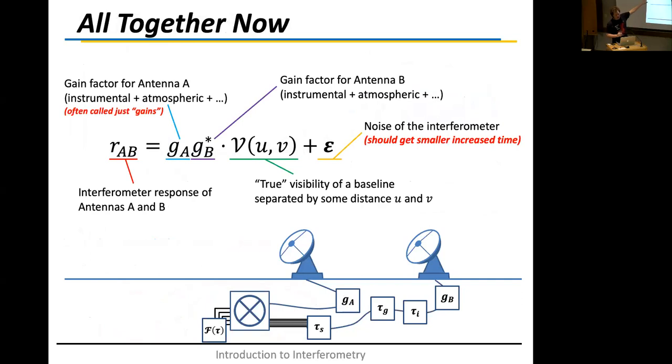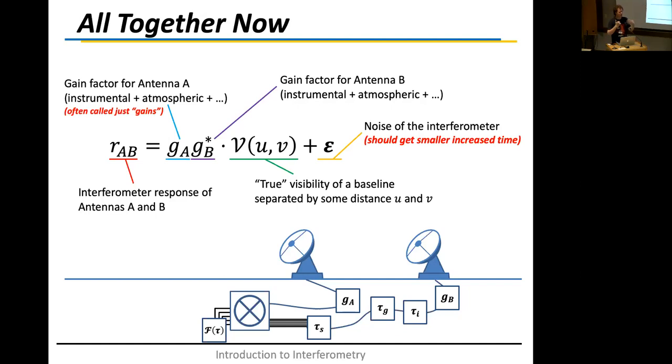R is the actual output of the interferometer. G_A and G_B are what we sometimes call the gain factor, or the gains of the individual antennas. Basically, antennas have their own responses to things. They have amplifiers, they have mixers, they have all sorts of components, which imparts on that baseline some amplitude and some phase characteristics. So G sub A and G sub B are basically the pieces of the interferometer response that the antenna as an instrument imparts onto what it is that we're measuring.